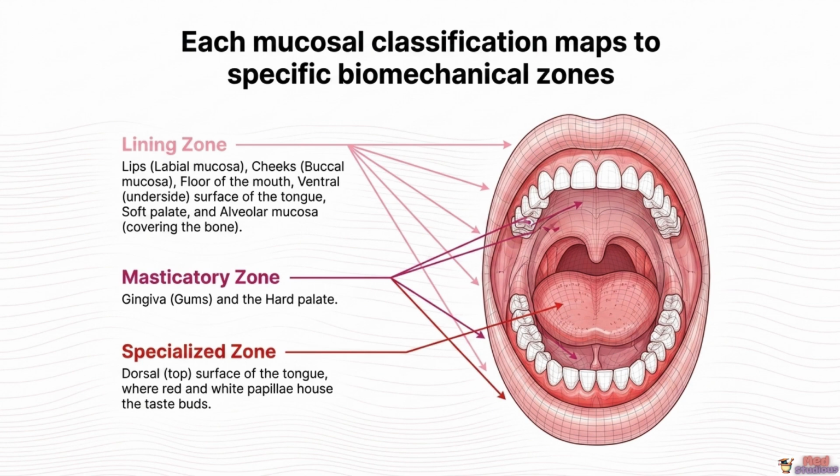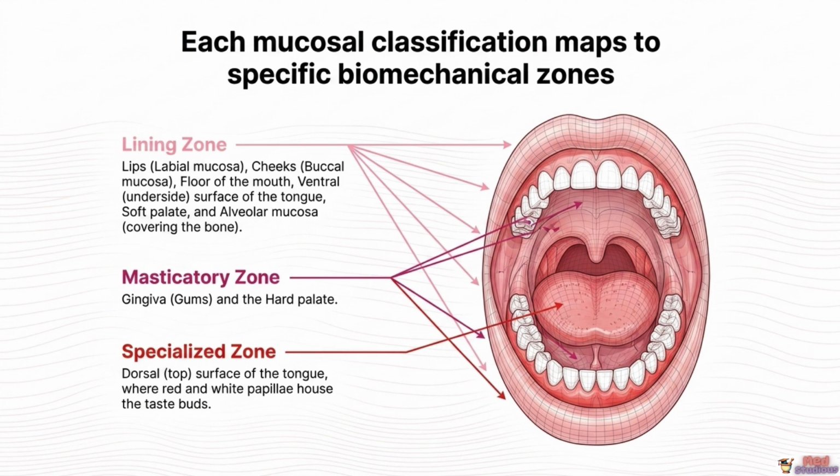The lining zone, representing the majority of the oral surface, covers the labial mucosa of the inner lips, the buccal mucosa of the inner cheeks, the floor of the mouth, the ventral, that is the underside, surface of the tongue, the soft palate, and the alveolar mucosa that drapes over the bone beyond the gingival margin. All of these regions need to move freely and flexibly, which is why they are non-keratinized.